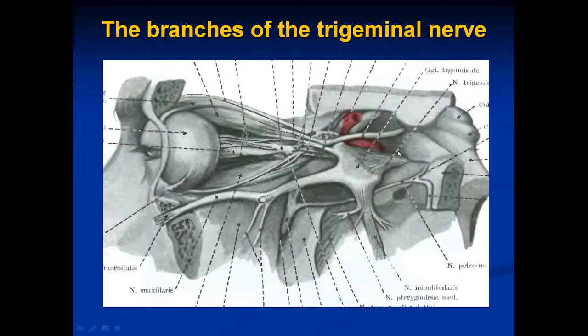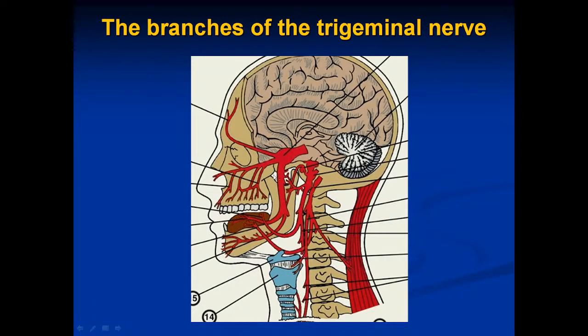The trigeminal nerve has a lot of branches. You can see branches of the ophthalmic nerve. This is maxillary nerve with its branches, and this is mandibular nerve with its branches. Also, you can see trigeminal ganglion, ophthalmic nerve with its branches, maxillary nerve with its branches, and mandibular nerve.